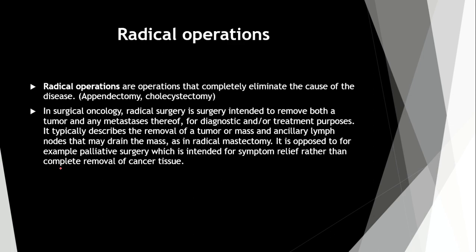Radical operations. Radical operations are operations that completely eliminate the cause of the disease. For example, appendectomy or cholecystectomy. In surgical oncology, radical surgery is surgery intended to remove both a tumor and any metastasis thereof for diagnostic and/or treatment purposes. It typically describes the removal of a tumor or mass and ancillary lymph nodes that may drain the mass, as in radical mastectomy. It is opposed to, for example, palliative surgery, which is intended for symptom relief rather than complete removal of cancer tissue.